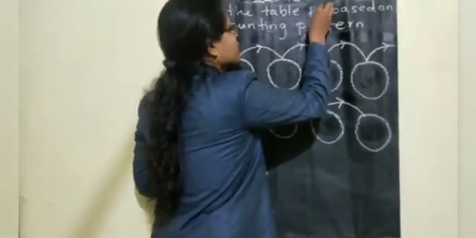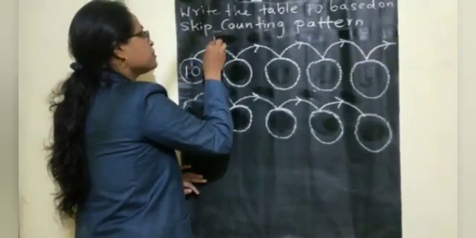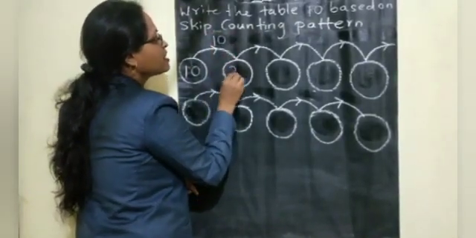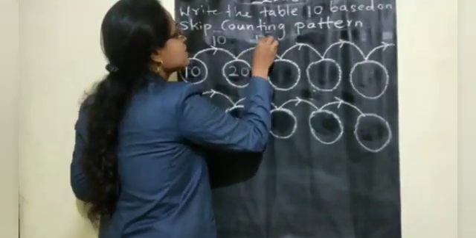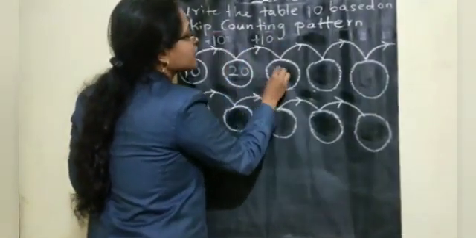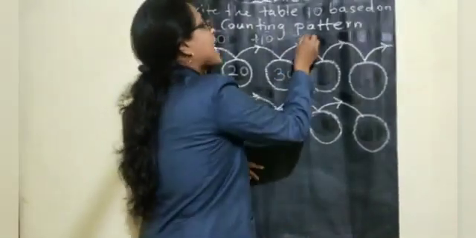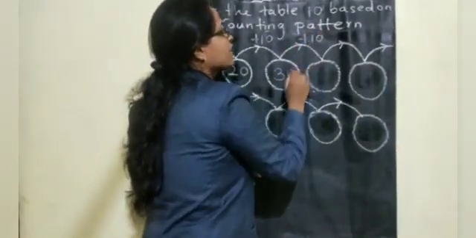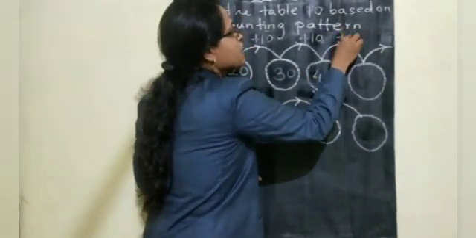So table of 10. You can write 10 here. Add 10 plus 10. You will get the next number, 20. For that 20, again add plus 10. You will get here 10 plus 20, 30. Again for 30, you can add plus 10. You will get 30 plus 10, 40. Again for 40, add plus 10.